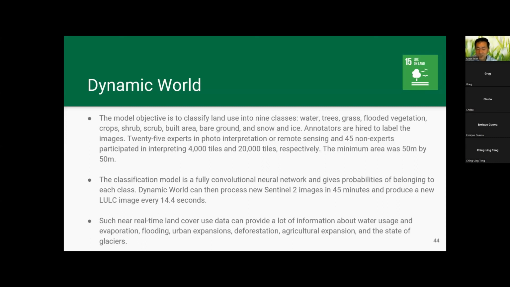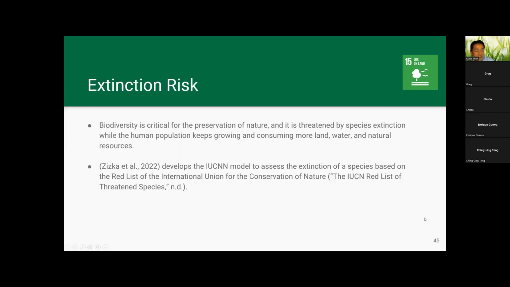Deforestation, right? Because if it's a forest, if it is crops, right? So we can look at Brazil, look at the Amazon. Is the forest being replaced by crops, or by farming, right? And the state of glaciers too. We talk about the ice and snow. So this is a big deal. Next example is extinction risk.